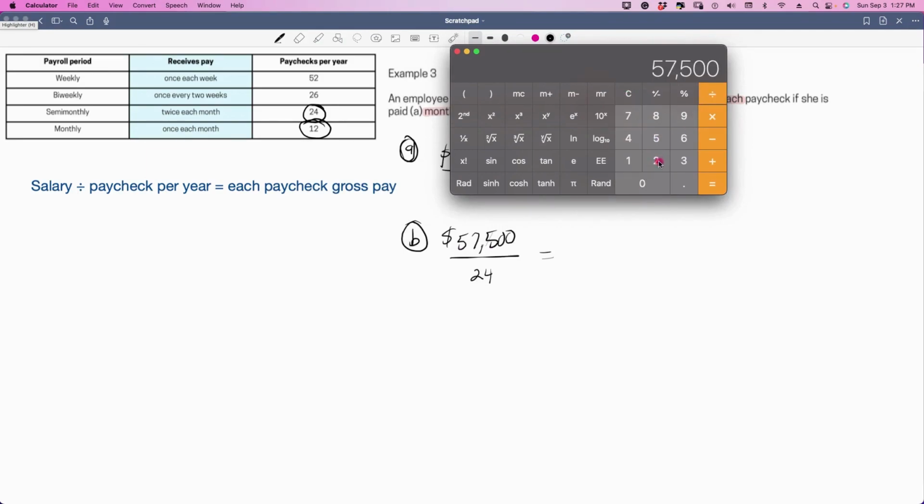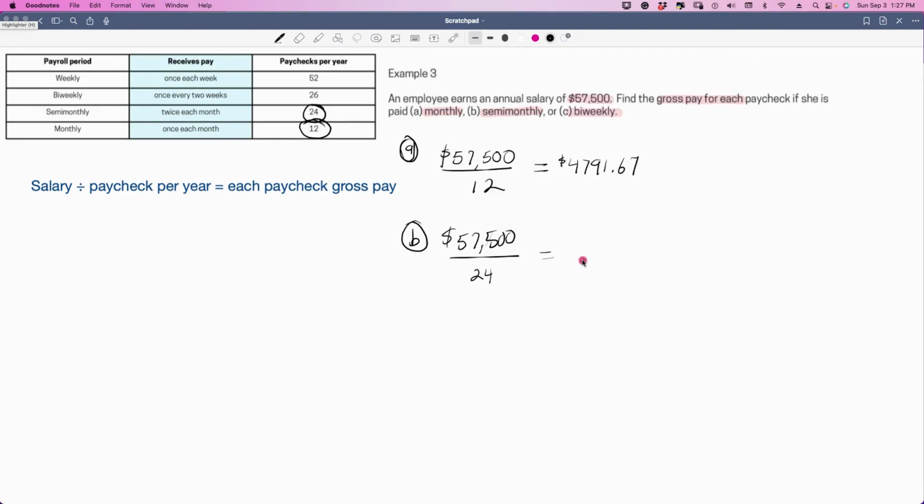57,500 divided by 24. She's going to get $2,395.83. This does not round up. So 83 cents, 239583. So she would make that each paycheck 24 times a year.